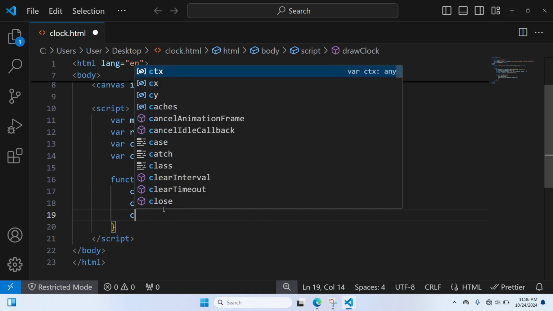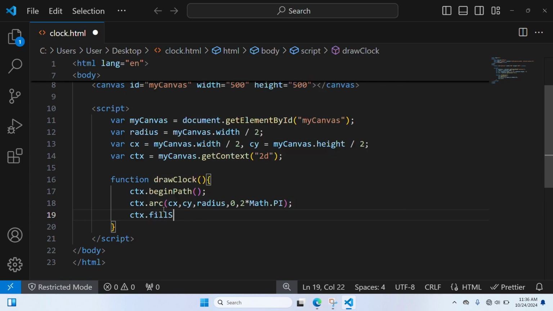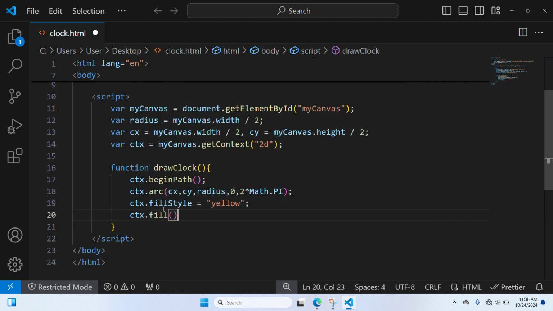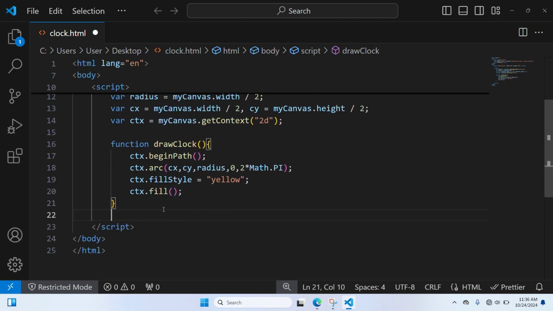Then we will set the fill style, ctx.fillStyle, let's say yellow. Then we will fill the circle, ctx.fill. Now let's call the function drawClock. Let's save it and come back to our web page. Let's refresh our page. You can see one yellow circle. Now come back to our HTML file.